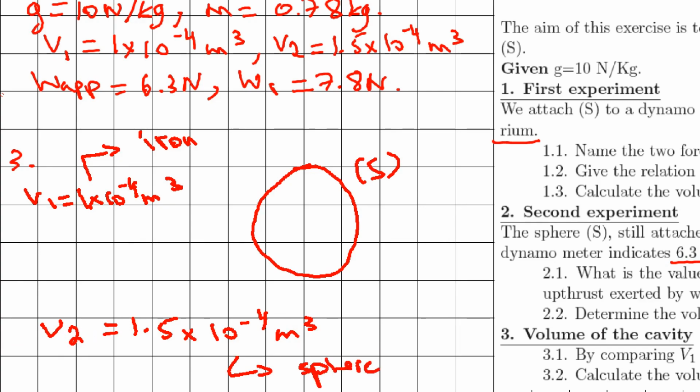So this volume V2 represents the volume of the sphere, which is actually the volume which this sphere takes. This is the volume V2, the outer volume. Whereas the volume V1, equal to 1 times 10 to the power minus 4 meter cube, represents the amount of iron, or the real volume of iron found in this solid.